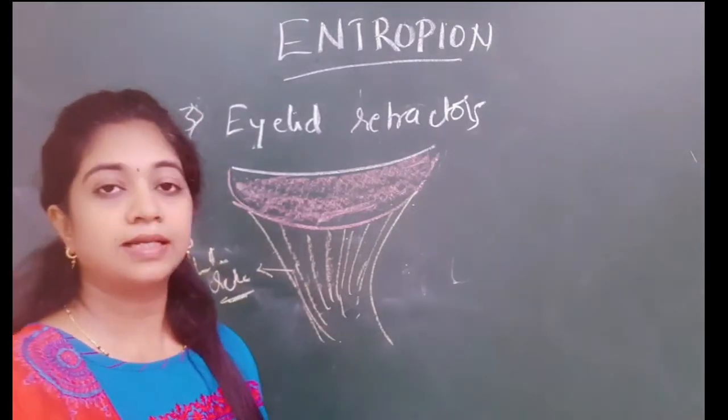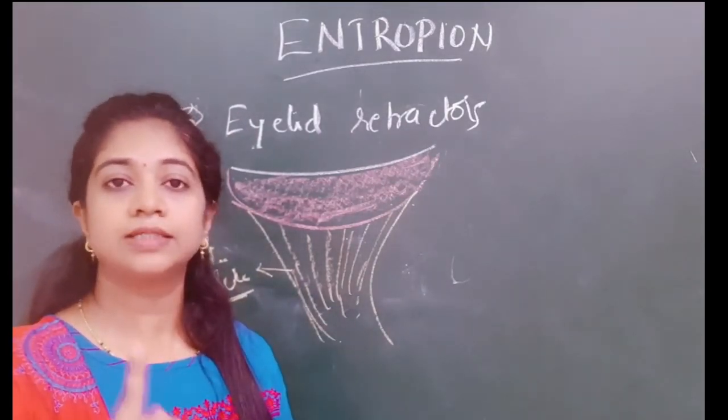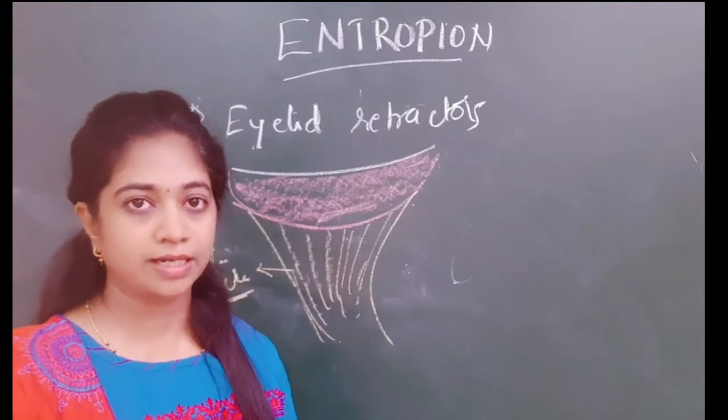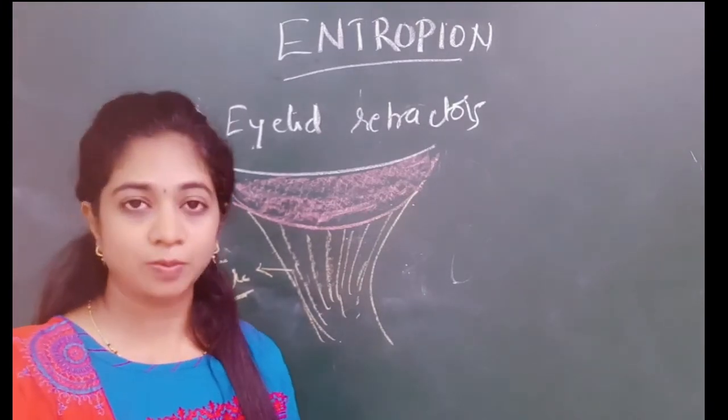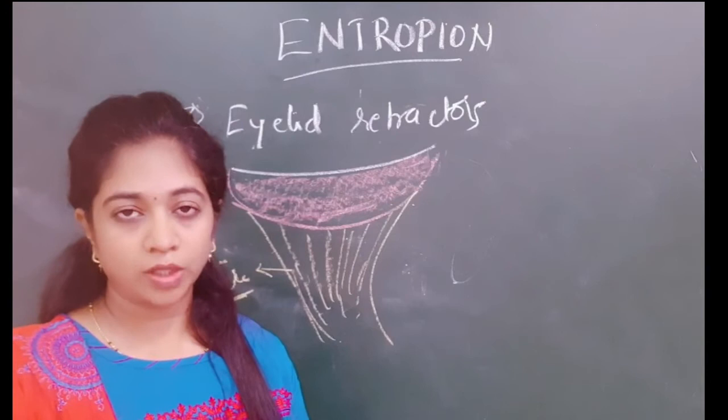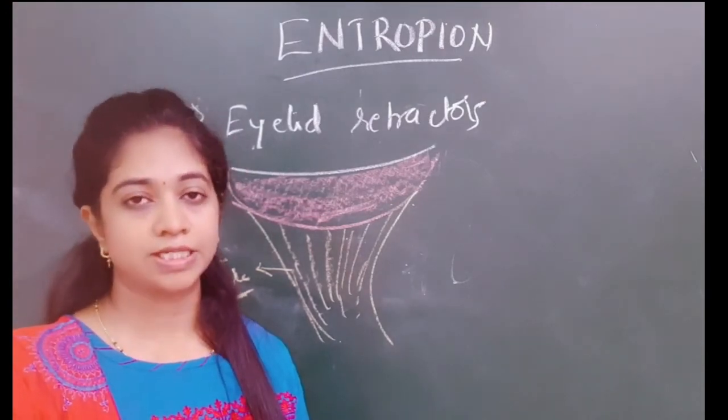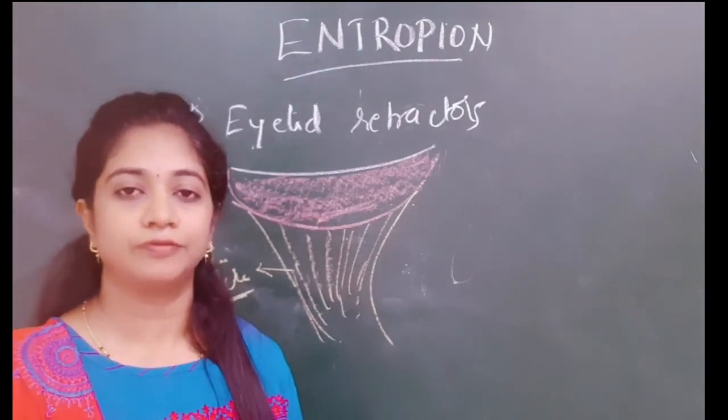And the third is the eyelid retractors. In the upper eyelid, the LPS muscle and the Müller's muscle are the retractors. In the lower eyelid, it is the capsulopalpebral fascia or the lower eyelid retractor, which is nothing but the fascial extension of the inferior rectus and the inferior oblique muscle.